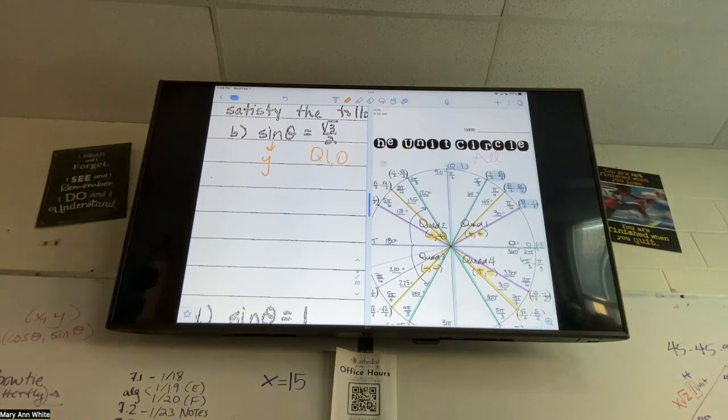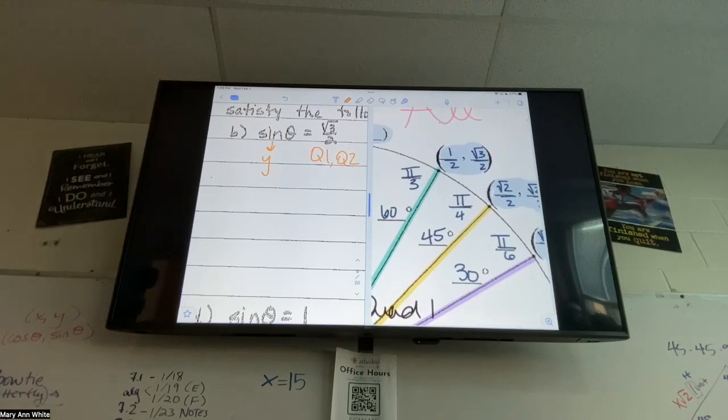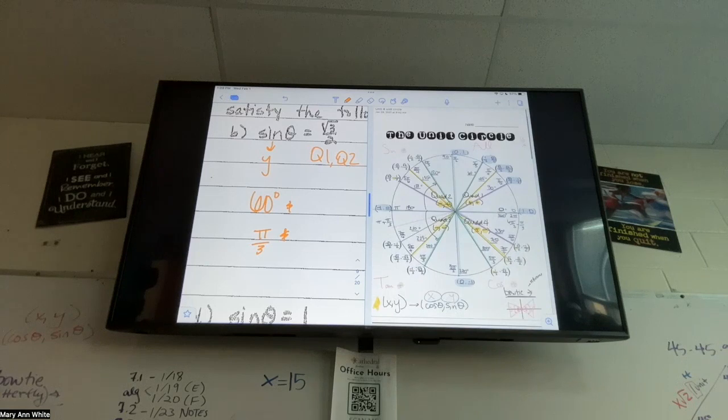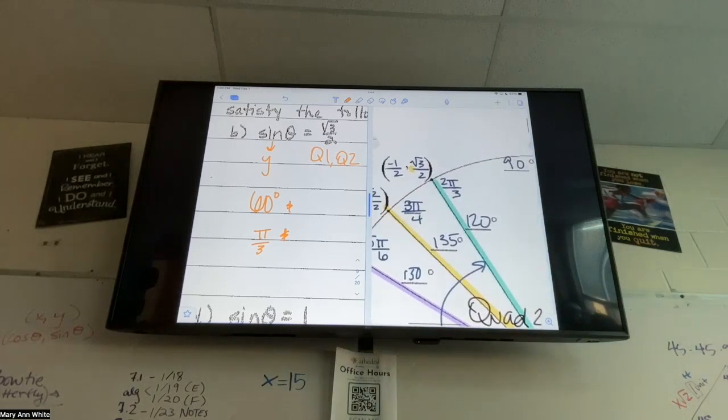1 and 2. And you don't really have to recognize the quadrants. I just find that helpful, so it kind of narrows my search. So I'm looking for a positive y. Where do we find it? 60 degrees, or pi over 3. Where's the other time that it's... good, 120 again. So 120 was our answer twice, and that's okay.